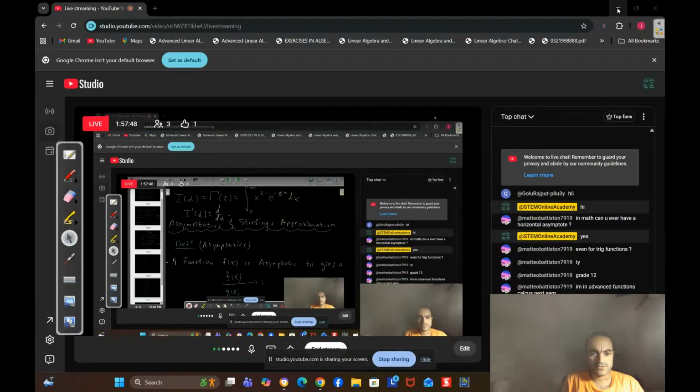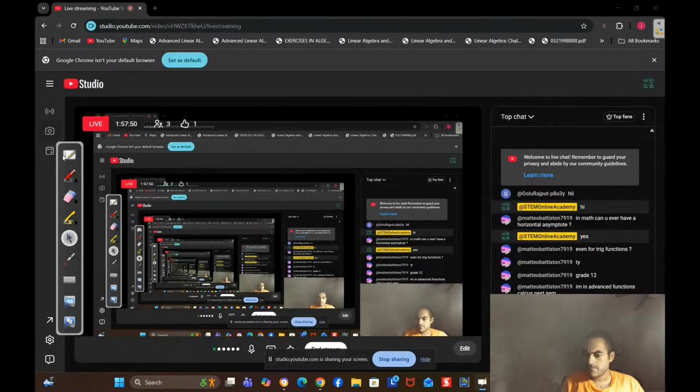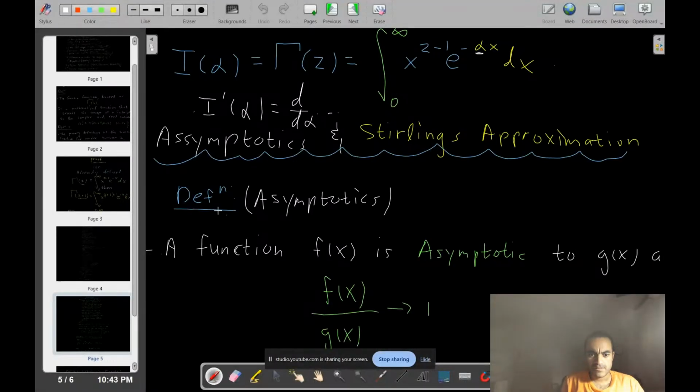Anyone know what this is? Anyone in the chat? Asymptotics and Stirling's approximation. If you've taken any statistics or probability in first year university, you've come across it. Now, you don't need to know the probability laws and formulas. That's not what this is about. We're doing calculus here. We're talking about the calculus behind it.